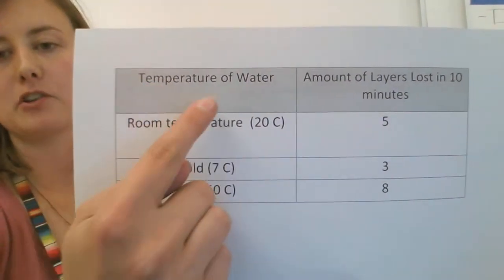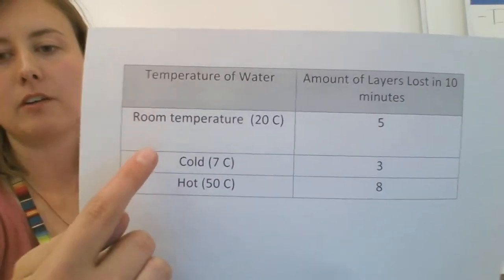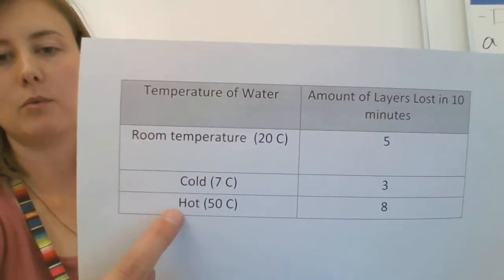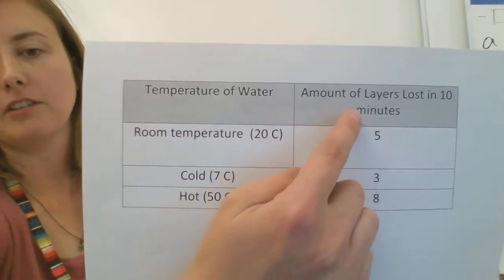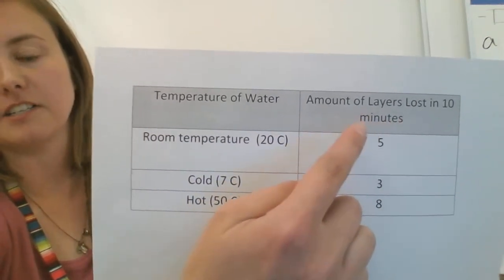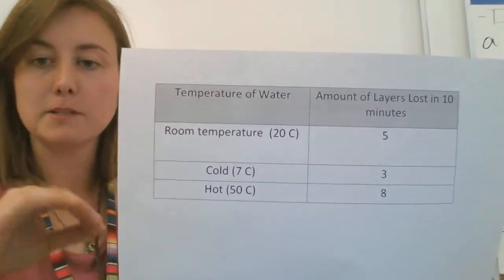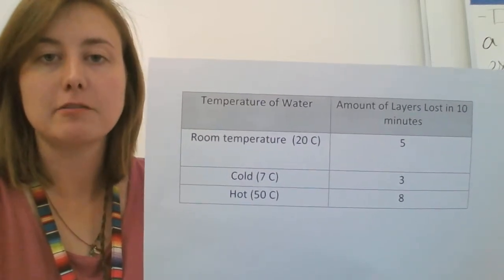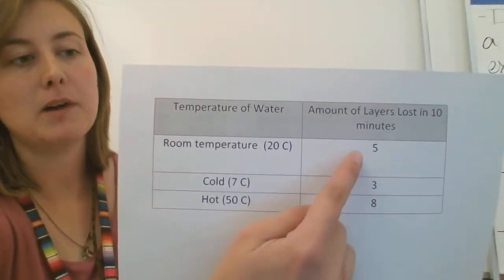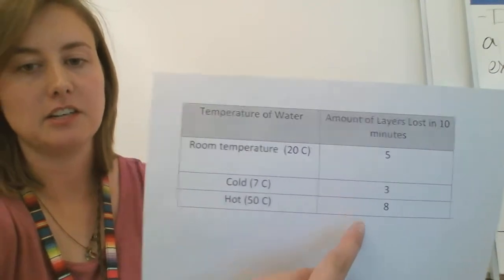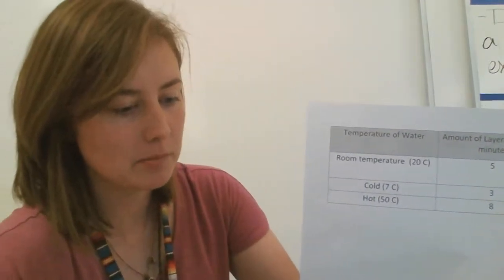So we've got the temperature of the water, the independent variable, we've got room temperature, cold water, and hot water. Then we've got the amount of layers lost in 10 minutes. So we started all the gobstoppers at the same time, we timed it for 10 minutes, and we measured how many layers it lost each time, okay? So I'm going to start by making a bar graph.